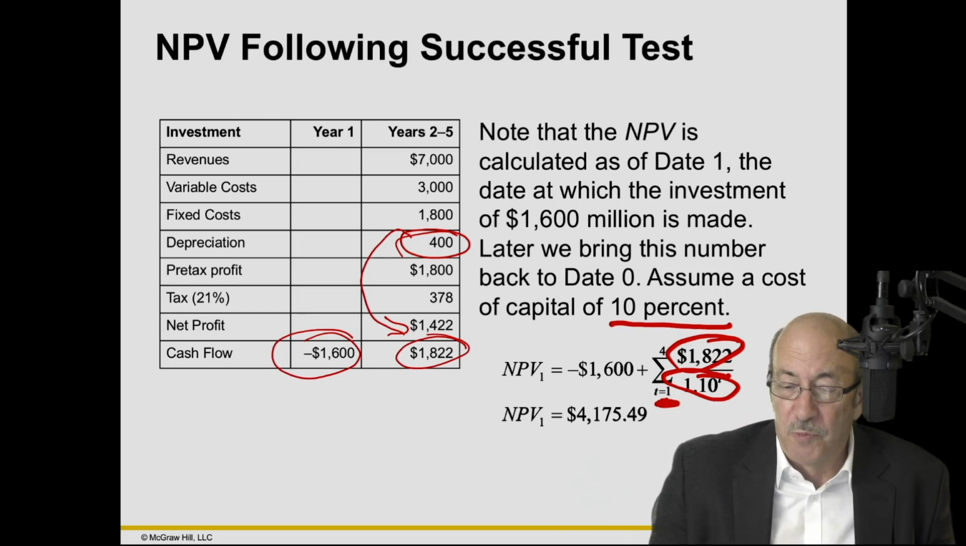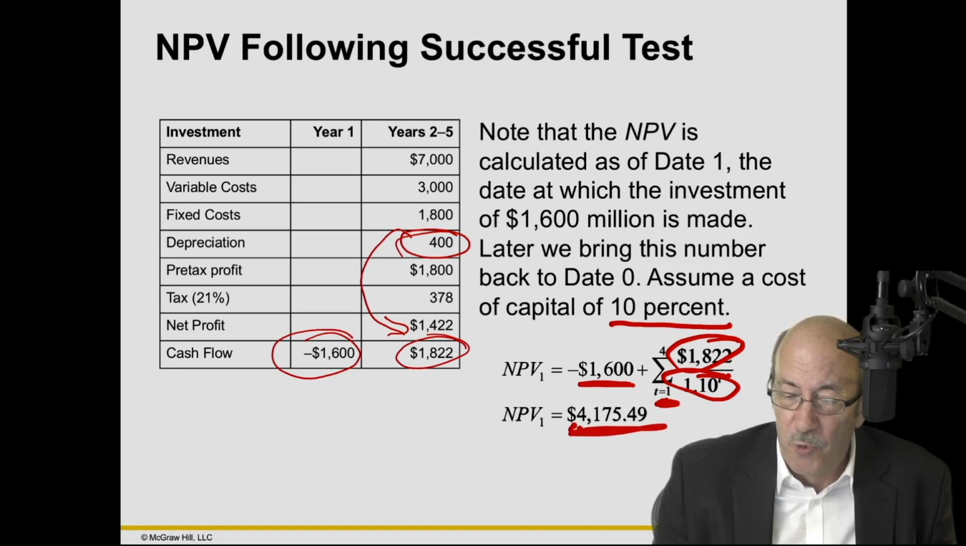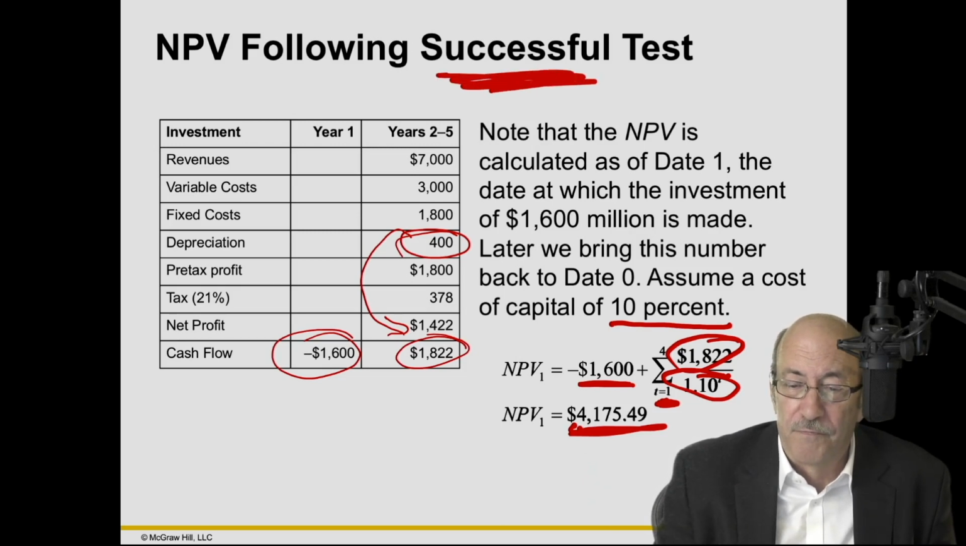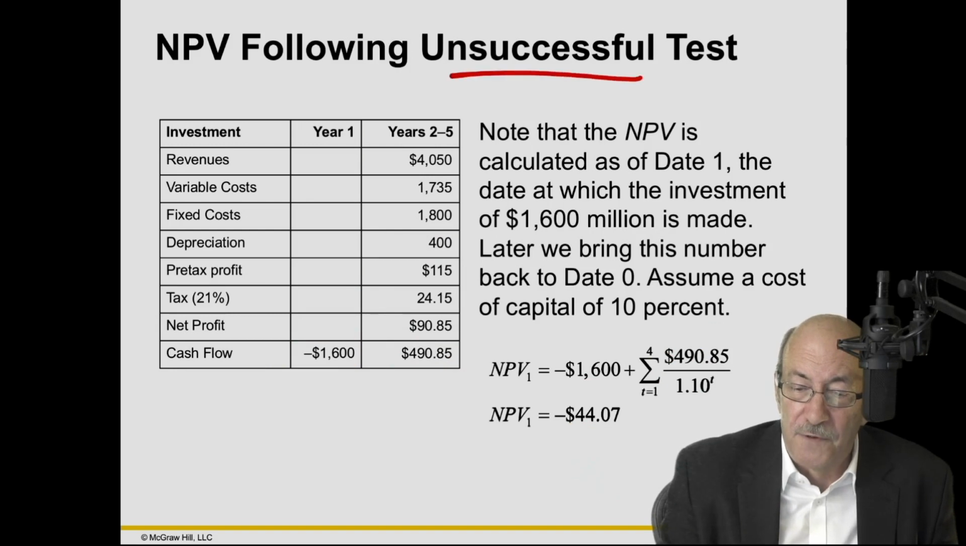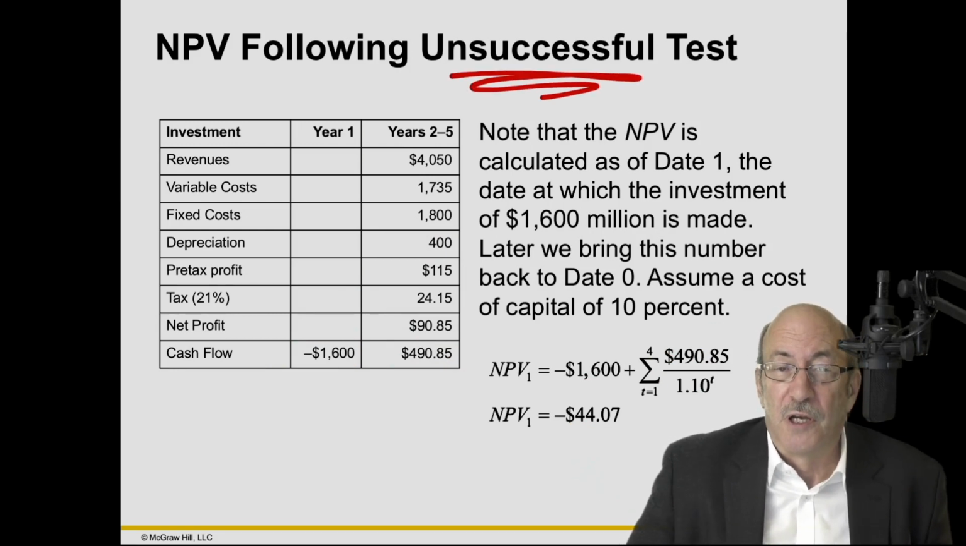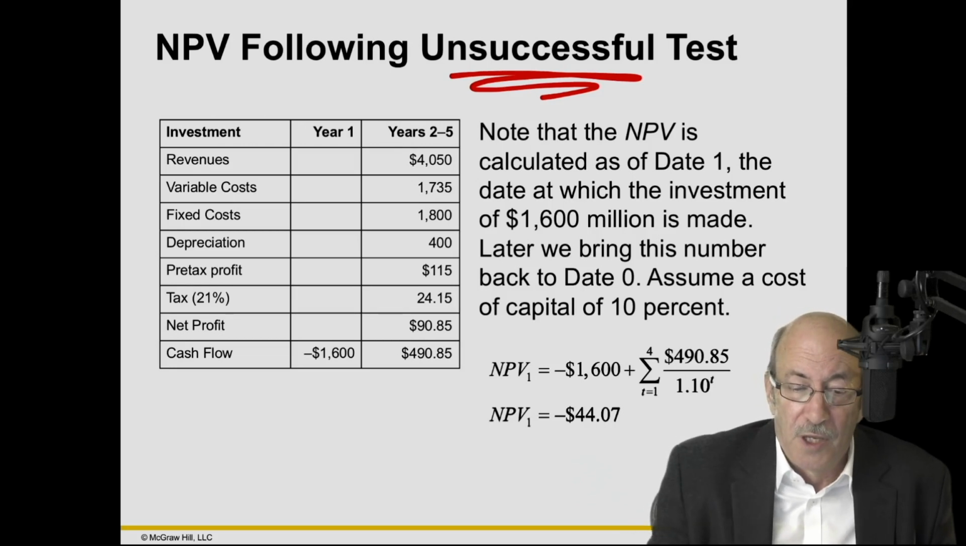And then we're going to subtract from that the initial investment of the 1.6 billion. And we end up with a positive NPV of 4.175 billion. Okay, that's if it's successful. Okay. If it's unsuccessful, though, we're still going to generate some revenues. They're just not going to be anywhere near as much.